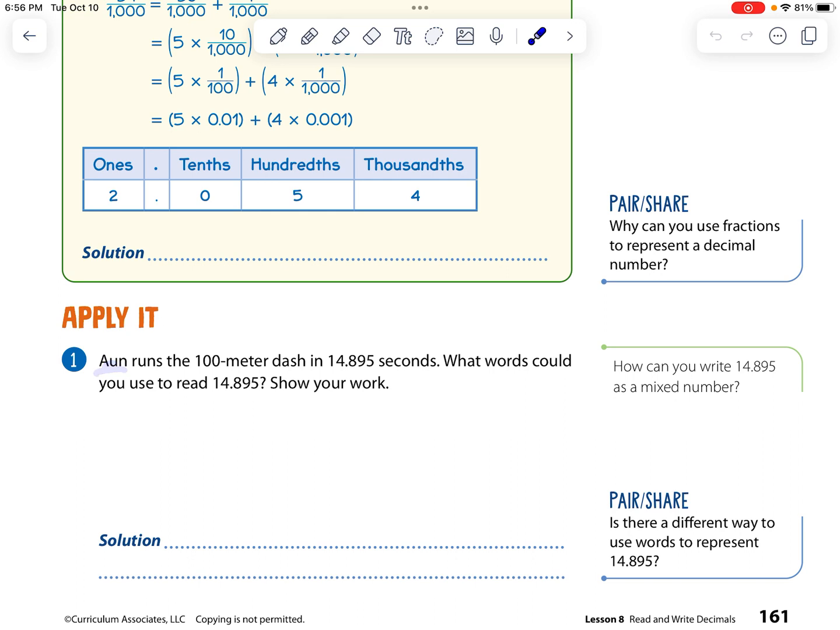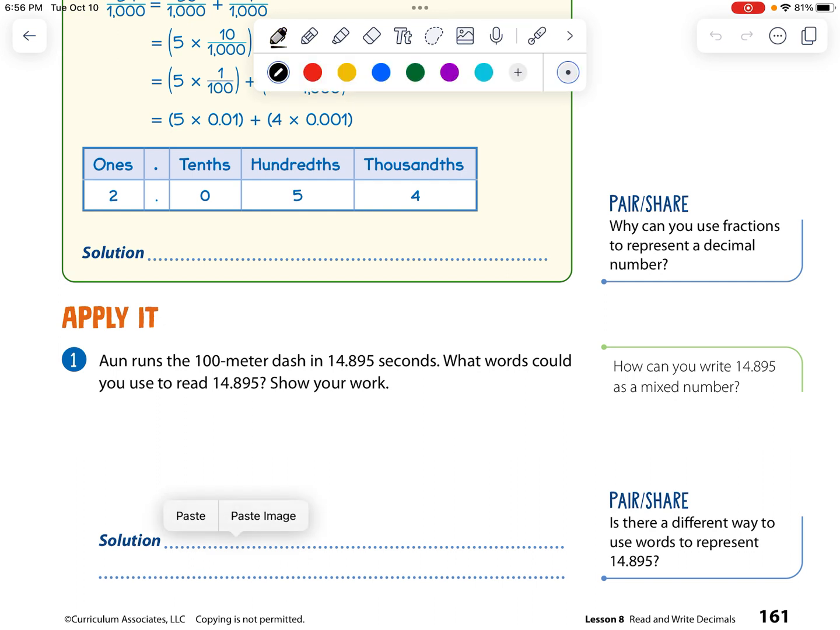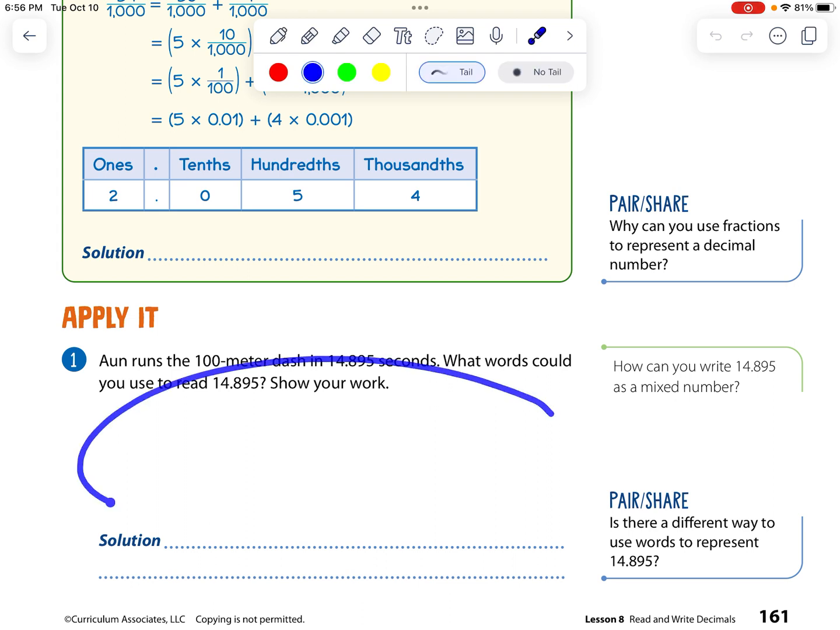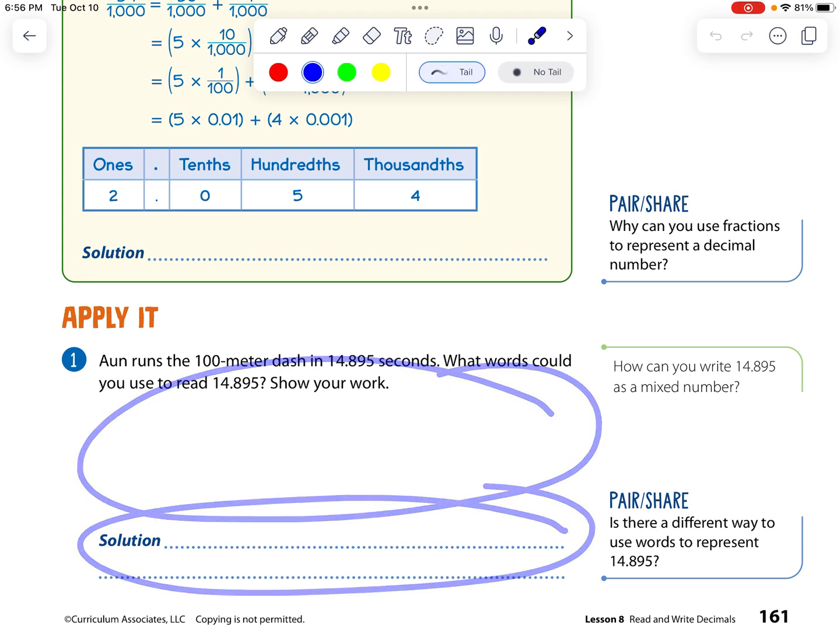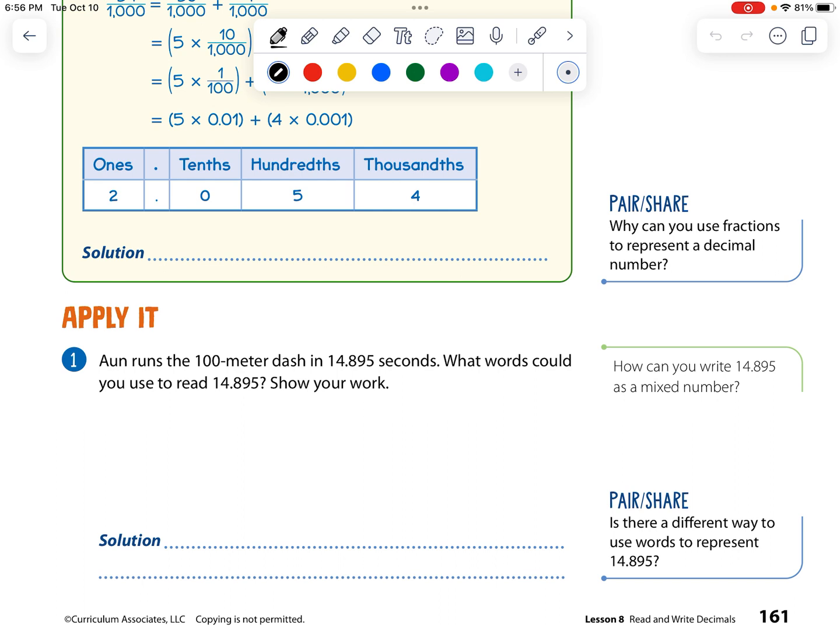Anne runs the 100-meter dash in 14 and 895 thousandths seconds. What words could you use to read it? I basically already read it for you. Okay, remember, words. You can put the solution right here or right here. I like to have a bit more space.